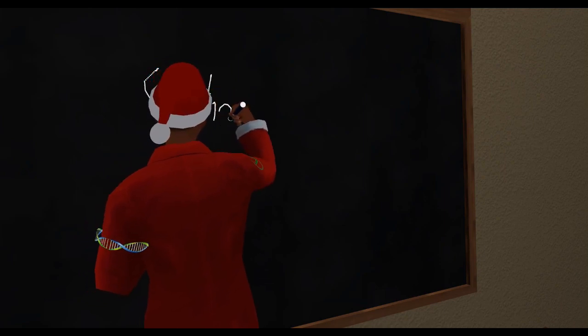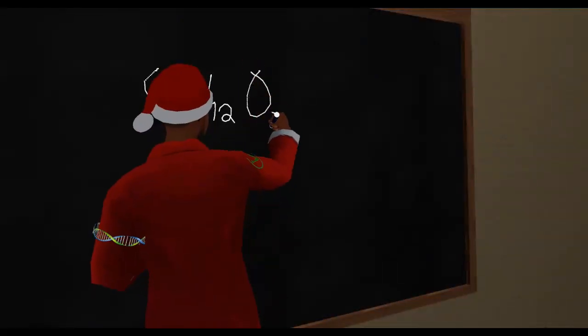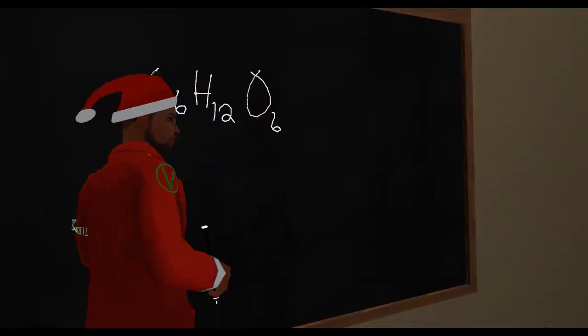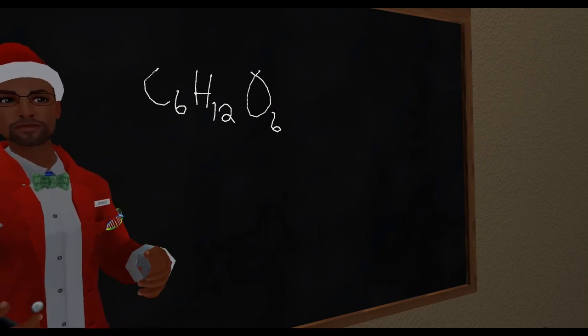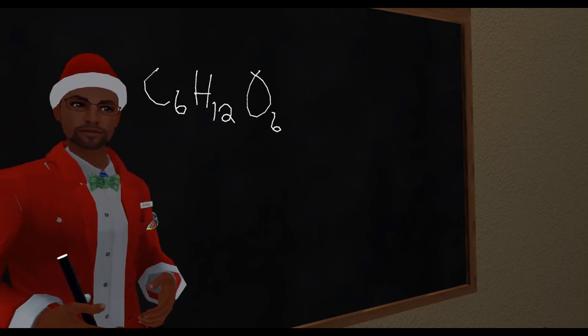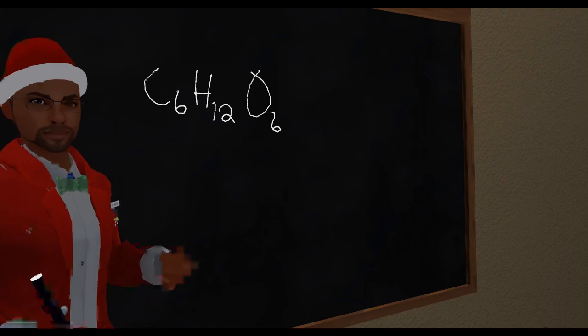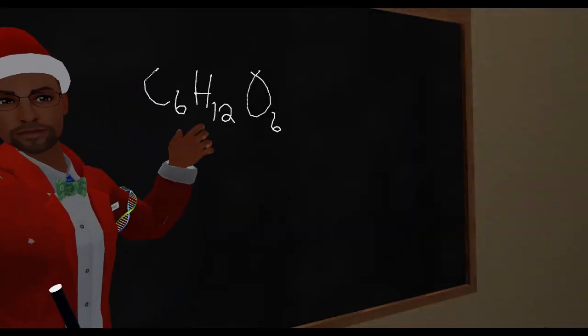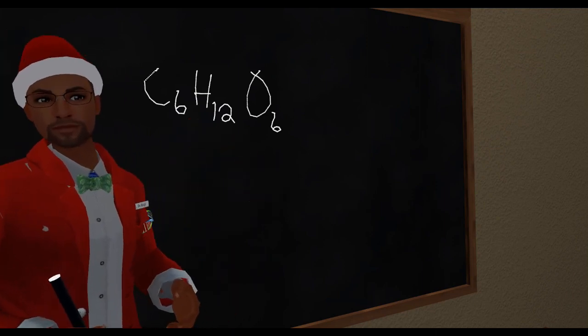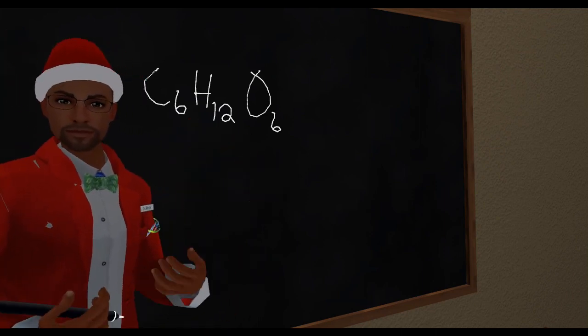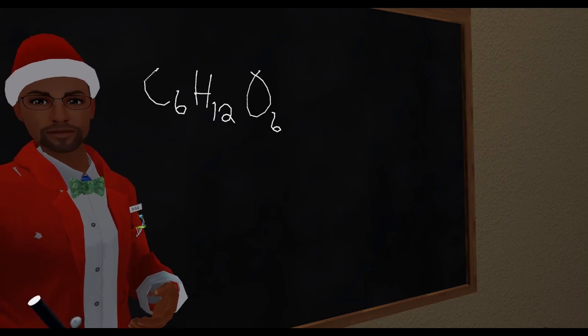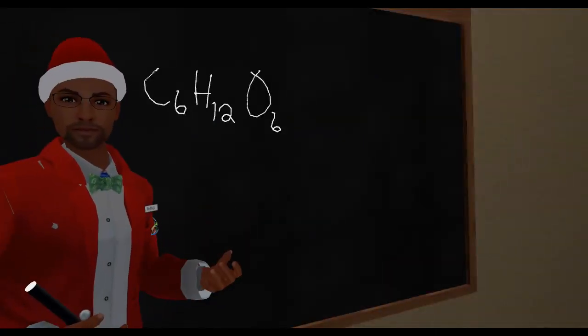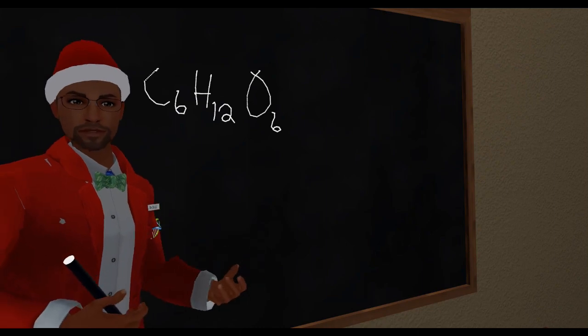Alright, so C6H12O6, so we're talking 6 carbons, 12 hydrogens, and then 6 oxygens. Alright, so many of you should remember what this is. What is this? That's right, this is a sugar molecule. This is glucose, right? Now, plants make this stuff, and then we consume the plants and we ingest it from the plants. But plants don't really make it for us; they make it for themselves. This is how they store energy.